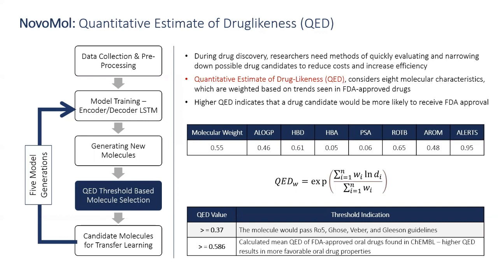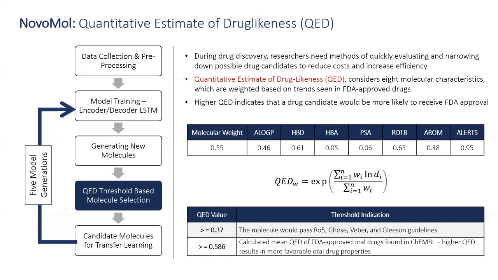Quantitative estimate of drug likeness, also known as QED, ranges from 0 to 1, with a higher QED value indicating more favorable properties. And in my research, I used two QED thresholds to track how my model is doing and its progress across training generations. First, a QED threshold of 0.37 indicates that the molecule would likely pass Lipinski's rule of 5, and greater than or equal to 0.586 indicates that the molecule is likely to have favorable orally bioavailable properties, which, as I mentioned earlier, is extremely important.